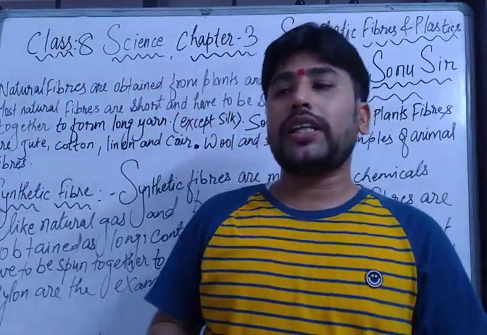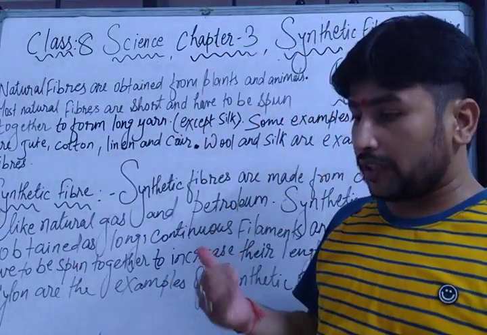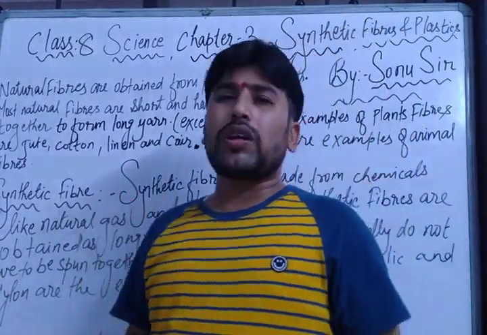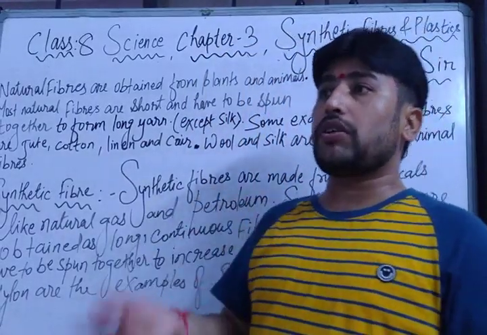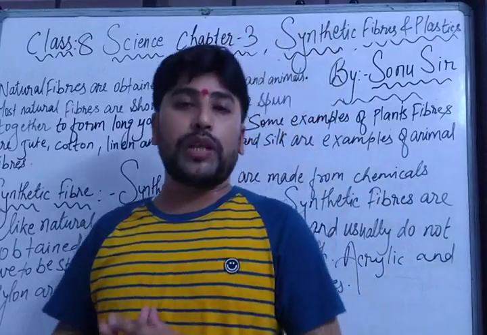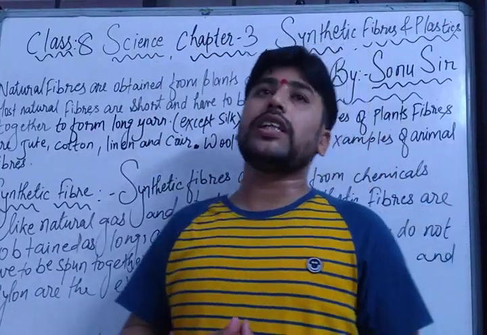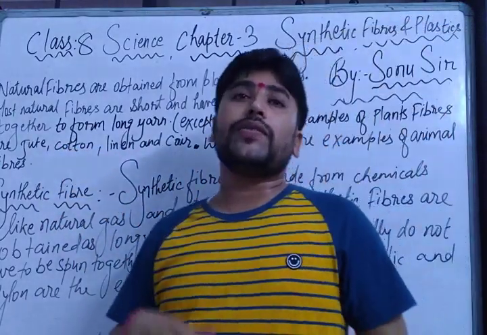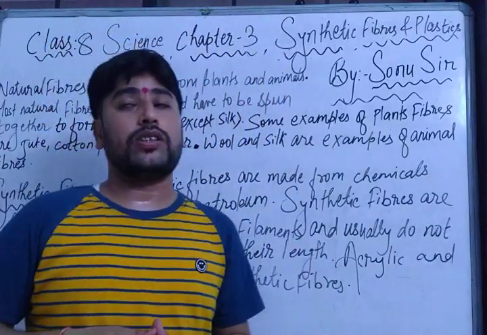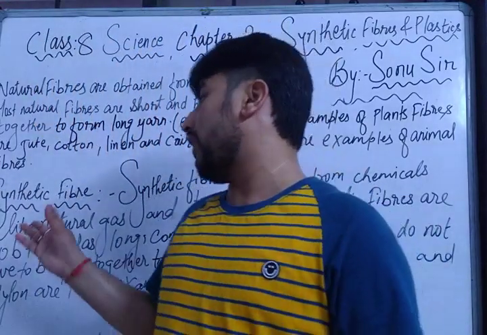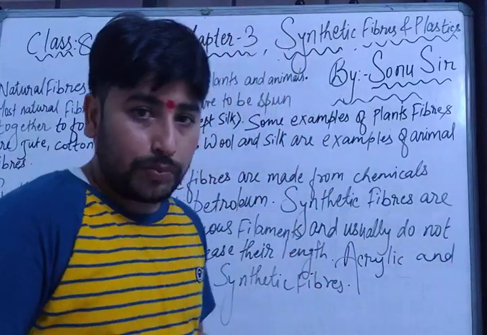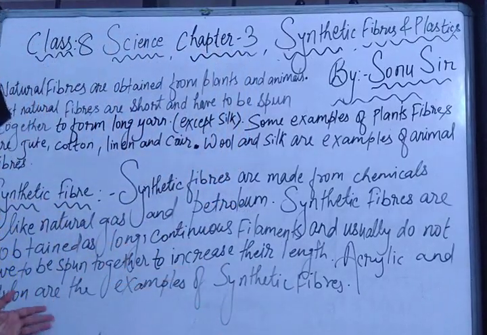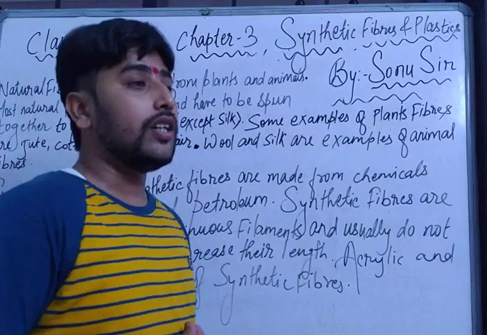What I want to say is, if anybody asks you what the difference is between natural fiber and synthetic fiber, both are fibers only, so why natural fiber and why synthetic fiber? First, natural fibers are obtained from plants and animals. From plants we have seen examples like cotton, jute and linen, and from animals we have seen wool and silk in class 7. But in this chapter we are going to study synthetic fiber. Synthetic fiber means a fiber obtained from chemicals specially produced in industries, like acrylic, nylon, polyester, and many more examples.